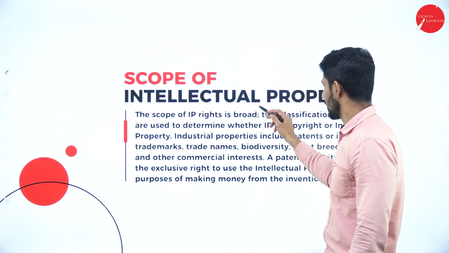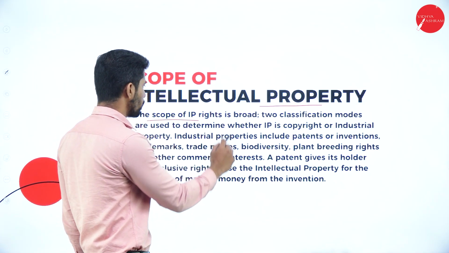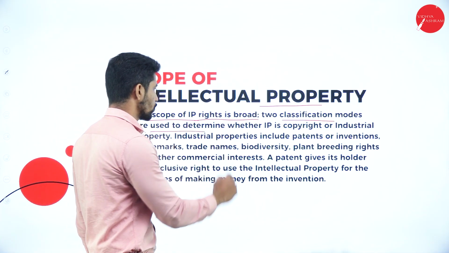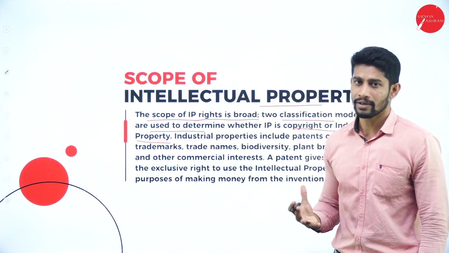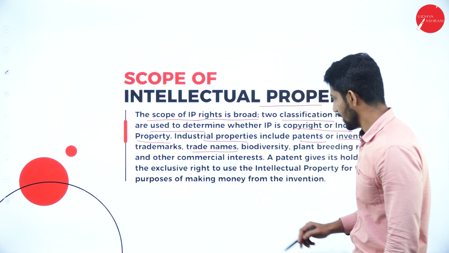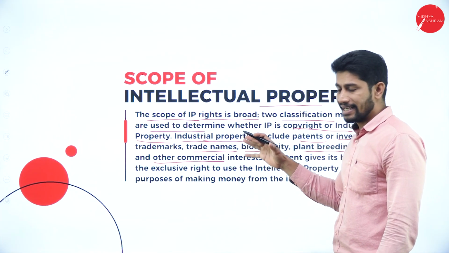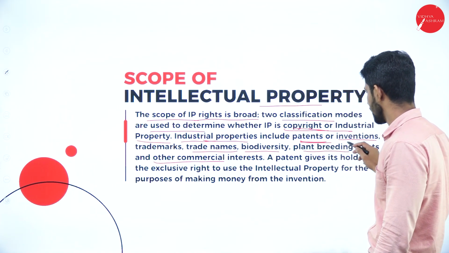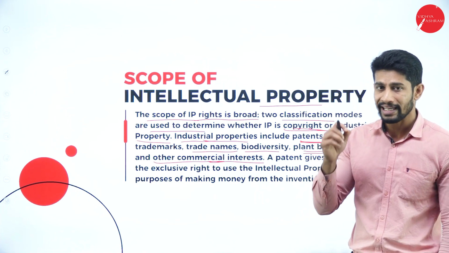And the scope of intellectual property. In which areas is this intellectual property right applicable and how does it work? The scope of intellectual property rights, that is IP rights, is broad. Two classification modes are used to determine whether IP is copyright or industrial property. Industrial properties include patents or inventions, trademarks, trade names, biodiversity, plant breeding rights, and other commercial interests. So in industrial property rights, it includes all the patents, inventions, trademarks, trade names, plant breeding rights and other commercial purposes.